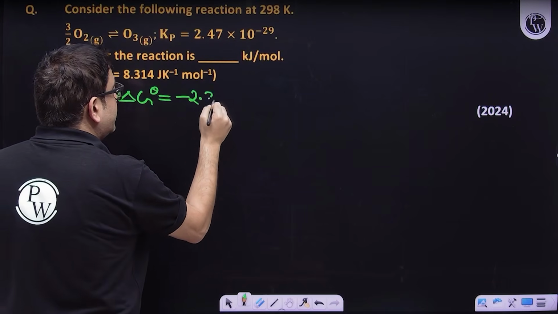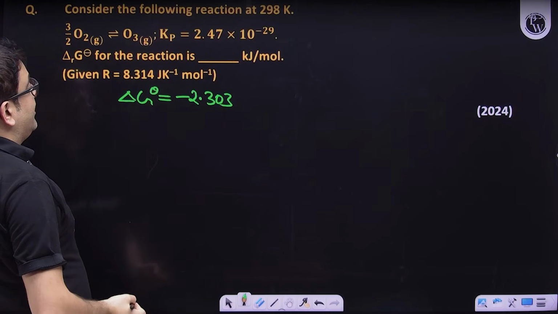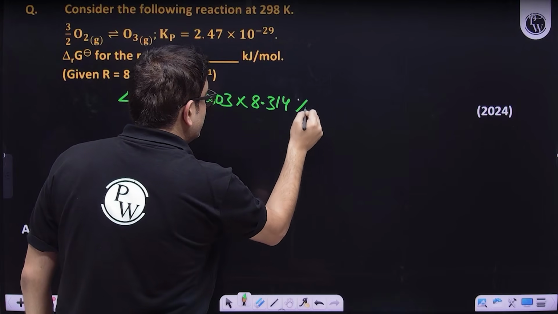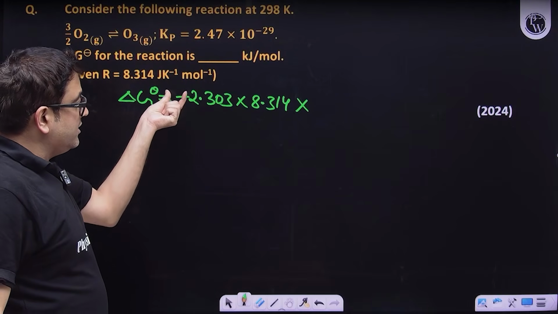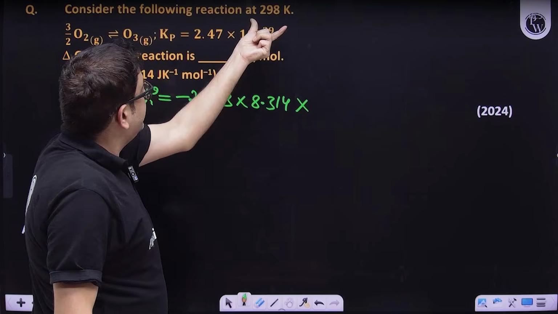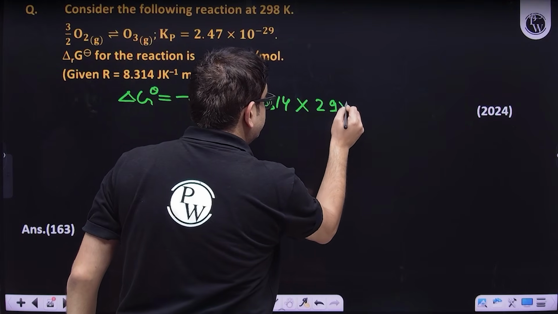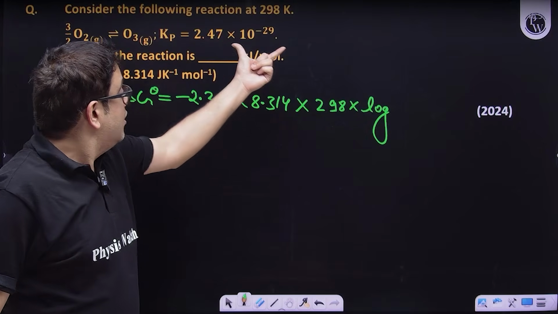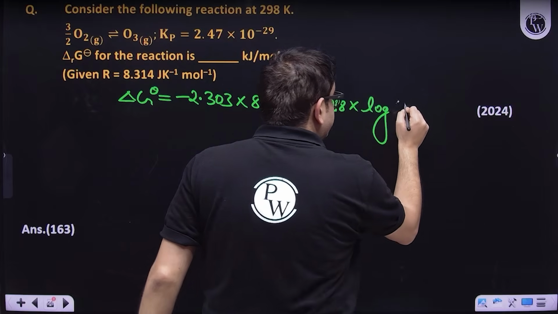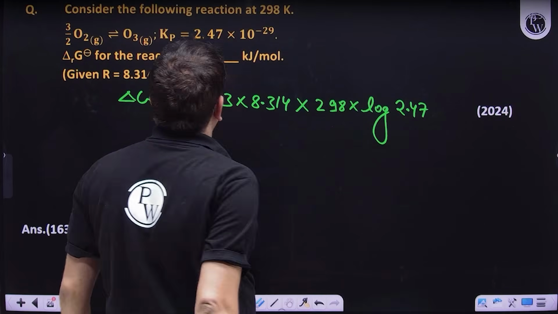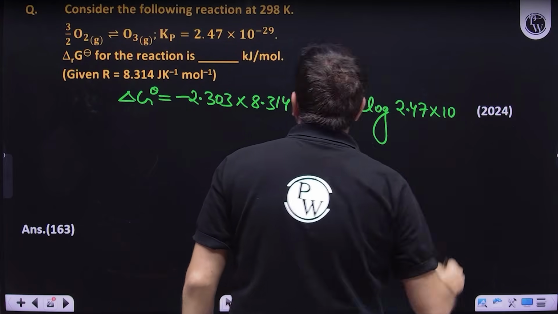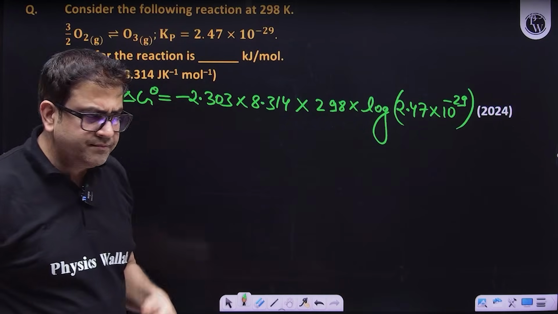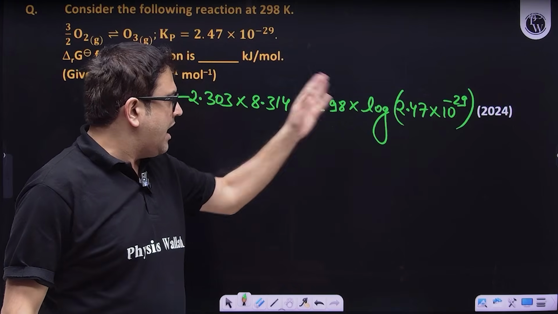Delta G naught is equal to minus 2.303 RT log Kp. What will be the value of R? It is already given, which is 8.314. Temperature given? Yes, 298. Into log of Kp. What is Kp? 2.47 into 10 raised to the power minus 29. Done. So if this is the case, I have to use properties of log.